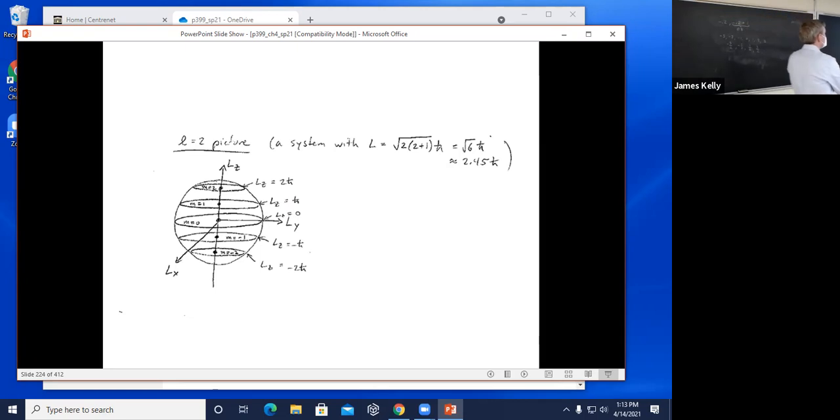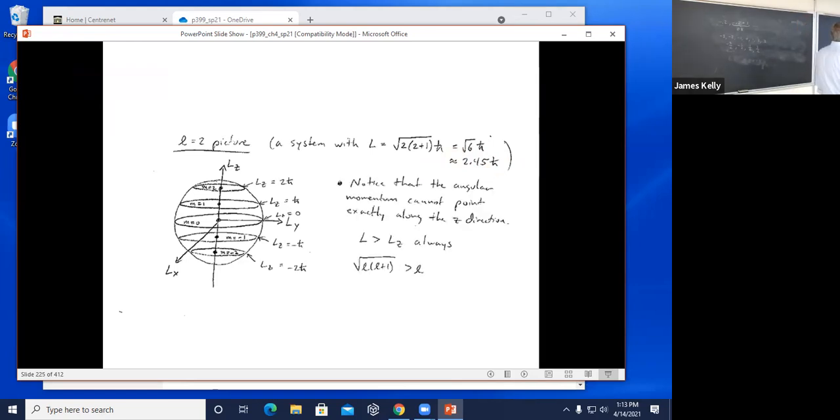Here's a picture you saw in Griffiths. It's displaying the same information the same way. This is a picture corresponding to L equals 2. So when L equals 2, I would expect my m sub L's to be minus 2 h bar, minus 1, 0, 1, and 2. So there's 5 different LZ states. And in this case, we would say the value of L squared is 2 times 2 plus 1 times h bar squared, and therefore the value of L is the square root of that. The square root of 2 times 2 plus 1, so the square root of 6 times h bar, which is a little bit bigger than 2 h bar, approximately 2.45 h bar.